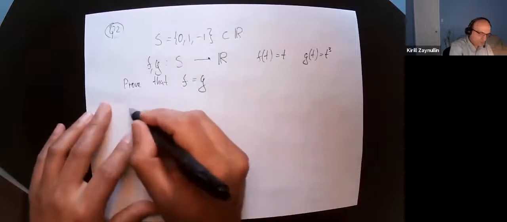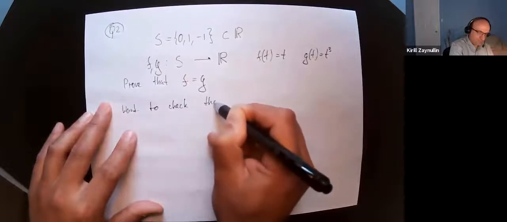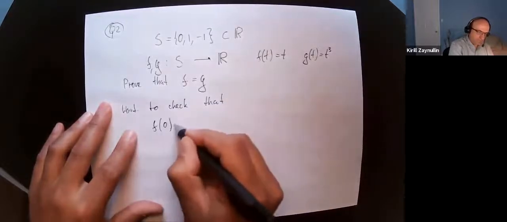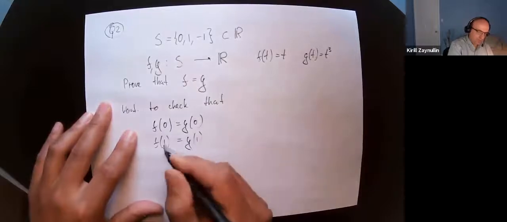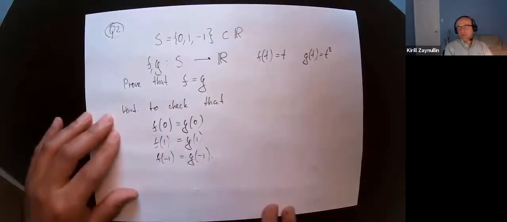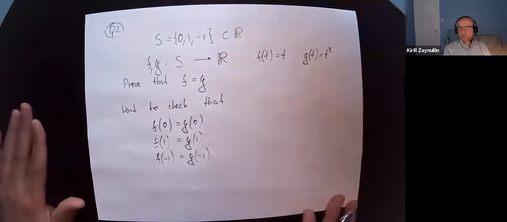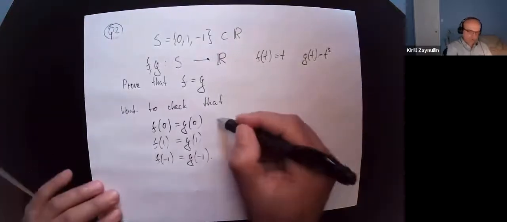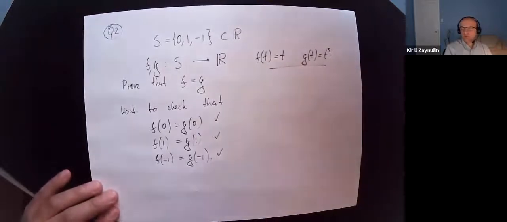So we want to check that f of 0 is g of 0, f of 1 is g of 1, and f of minus 1 is g of minus 1. And that's it. You don't have to do something extra, right? Just those three numbers. And of course, this is the case. If I just substitute the numbers there, 0 is okay, 1 is okay, minus 1 is also fine. So they all coincide, meaning that the functions coincide.